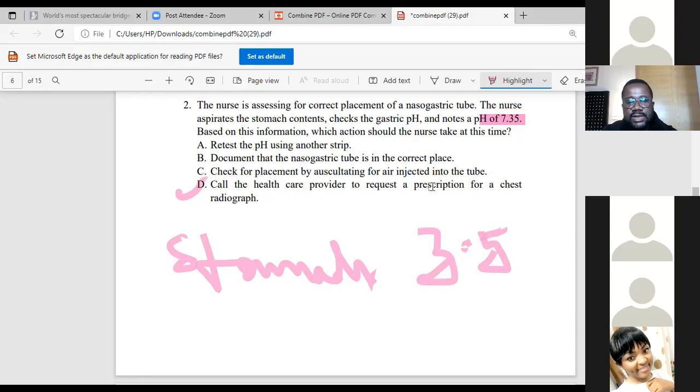They have to do a chest radiography to see where the NG tube is, because this is already a sign that it is not in the stomach. The pH is more than 3.5. We said if the pH is 3.5 or below, it shows that it is in the stomach. But this pH is more than this. So there should be a chest radiography to find out where it is.